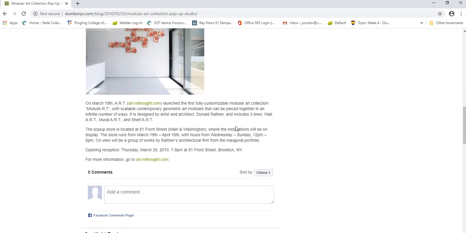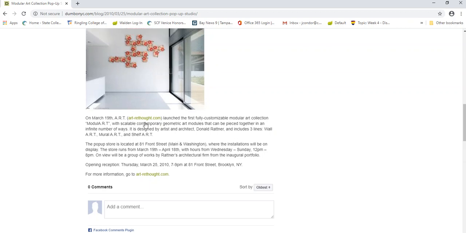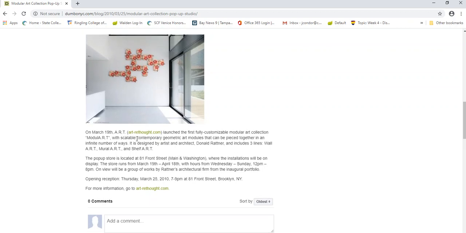So it says that ART, Art Rethought, launched its first fully customizable modular art collection with scalable contemporary geometric art modules that can be pieced together in an infinite number of ways. It's designed by artist and architect Don Ratner and so on. So that's the idea: they can be scaled in size, when they say scalable, and again, the geometric art.